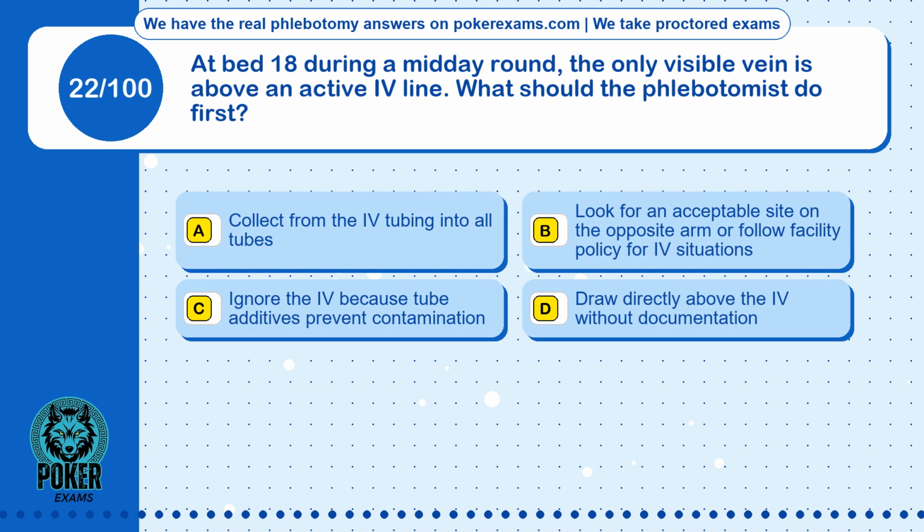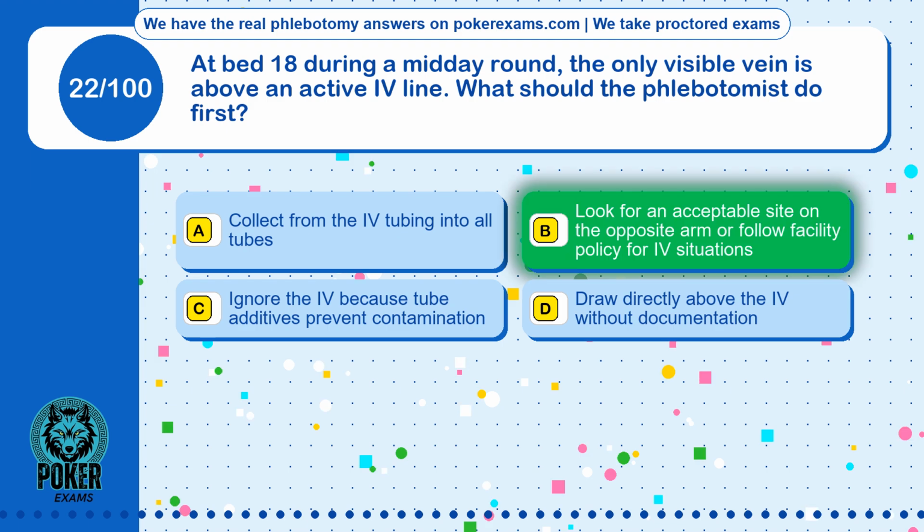Question 22. At bed 18 during a midday round, the only visible vein is above an active IV line. What should the phlebotomist do first? Option A. Collect from the IV tubing into all tubes. Option B. Look for an acceptable site on the opposite arm or follow facility policy for IV situations. Option C. Ignore the IV because tube additives prevent contamination. Option D. Draw directly above the IV without documentation.